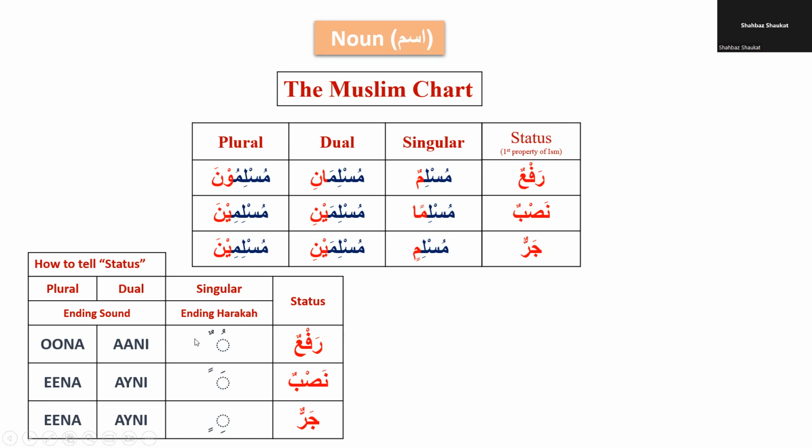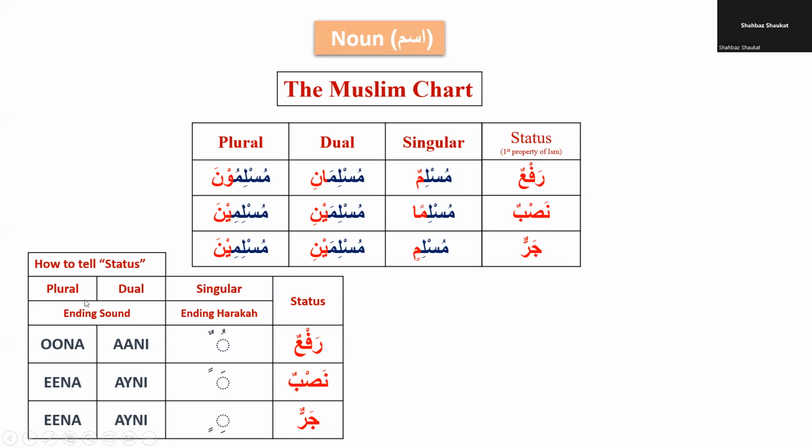So if it is a singular word, and it has single dhamma or double dhamma, then it is Rafa. If it is single fatha or double fatha, then it is Nasab. If it is single kasra or double kasra, then it is Jar. But if it is dual, then we look at the ending sound. We don't look at the ending haraka. We look at the ending sound, how it sounds at the end. So ani, like Muslimani, will be Rafa, and aini sound, like Muslimaini, will be Nasab or Jar.